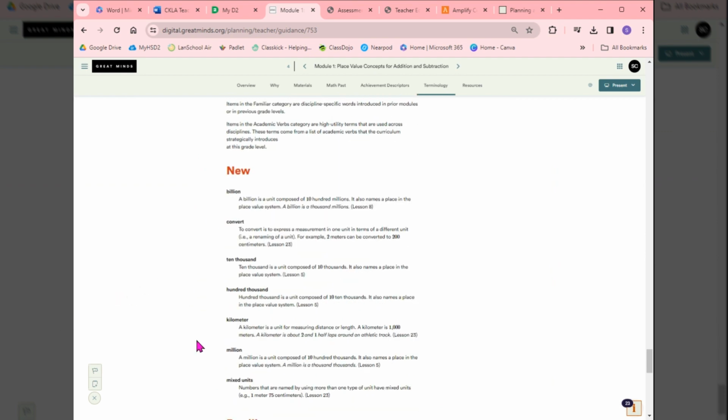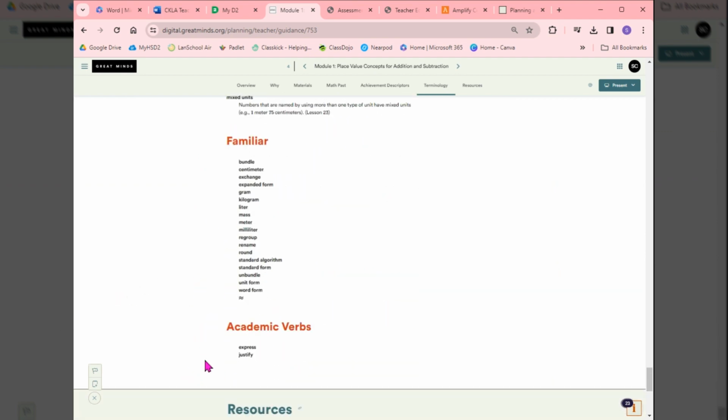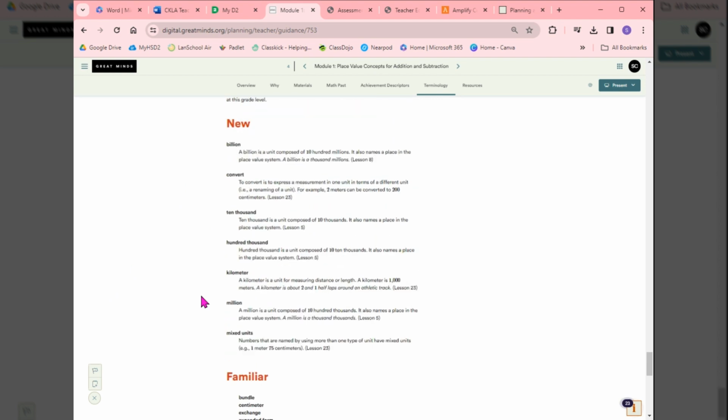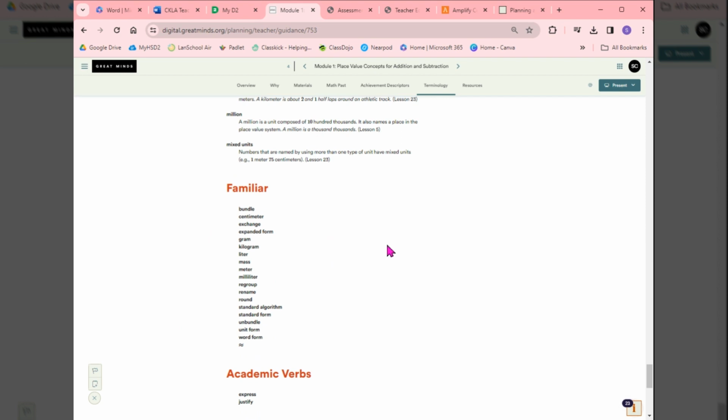The vocabulary is very helpful. It says what new words students are encountering and then what familiar words will be here in the module but aren't explicitly taught. I like this section because this lets me know which words to look out for when I'm planning. They're going to be bolded if they're a new word in Eureka Squared. If it's a familiar word, they're not bolded.